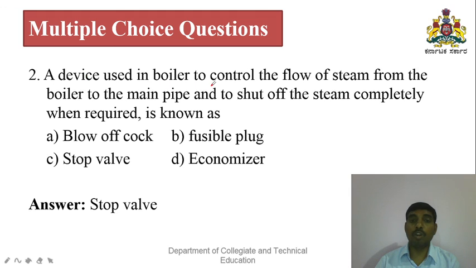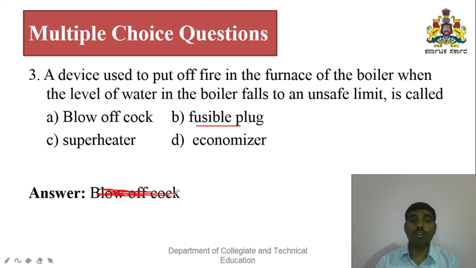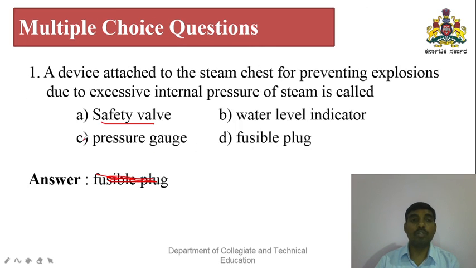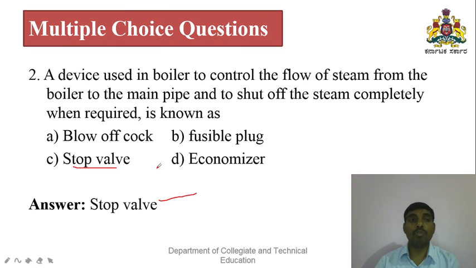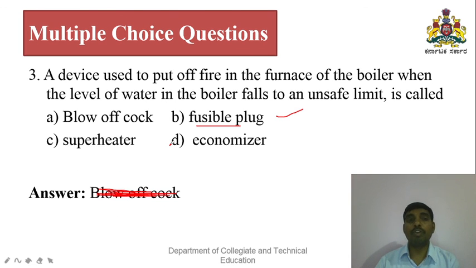And this is the device to control the flow of steam from the boiler to the main pipe and to shut off the steam completely when required. It is a stop valve, so that answer is correct. Please go through this. This is the wrong one, this is the fusible plug, and this is the right one. Please look into these multiple choice questions, and you have to prepare yourself by referring to this PPT on your own. I will give this for your reference.